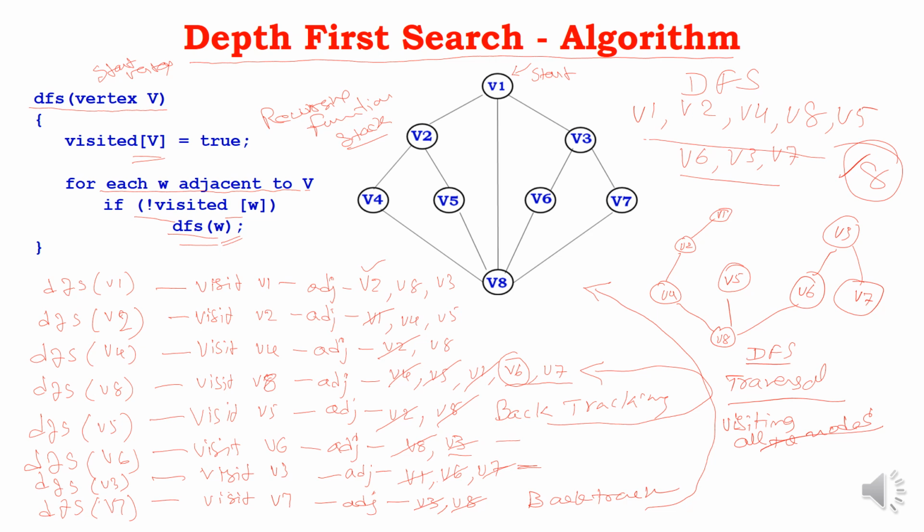So we have visited the vertices of a particular graph using depth first search, where the depth first search algorithm uses a recursive function. If it is a recursive function, it uses a stack. So you can use this as an application of stack also.